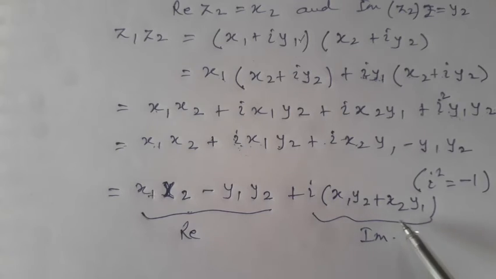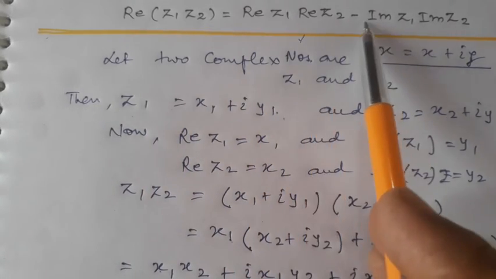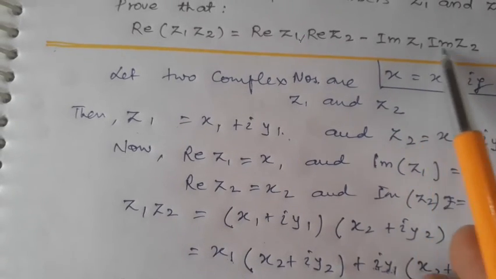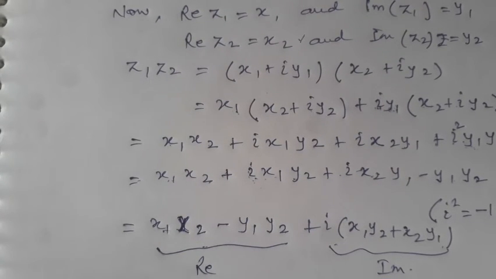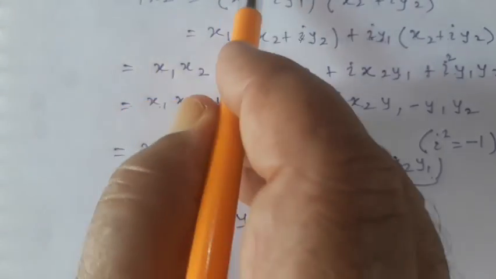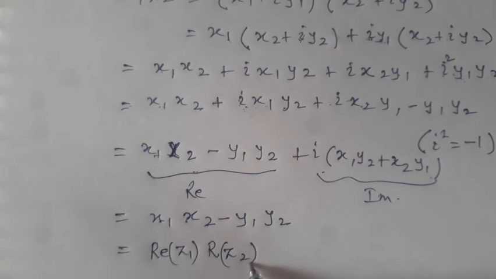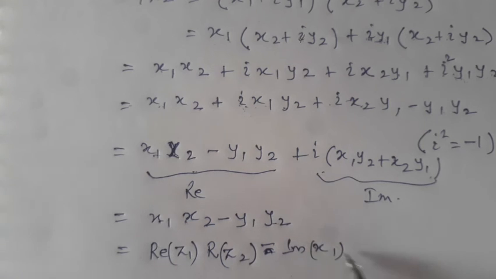For this imaginary part we have nothing to do, because in the question it is given the real part of z1 z2 equals the real part of z1 and z2 minus the imaginary part of z1 and the imaginary part of z2. So this part we shall ignore, and we shall write it as x1 x2 minus y1 y2. And we know that x1 is the real part of z1, x2 is the real part of z2, y1 is the imaginary part of z1, and y2 is the imaginary part of z2.